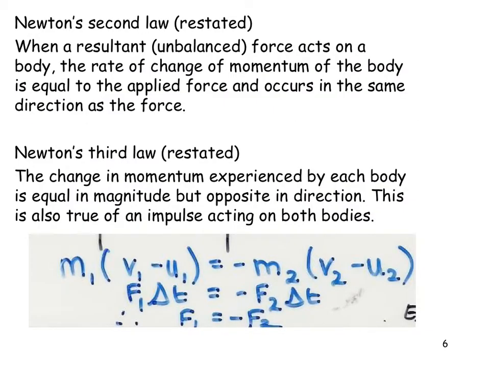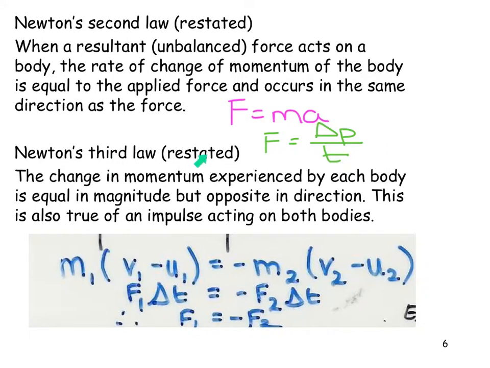Now, what's interesting is now that we know a bit about momentum and impulse, we can restate Newton's second law and Newton's third law. The first one is Newton's second law. Remember what it was? F is equal to ma. We had that if an unbalanced force acts on an object, that object will accelerate. That acceleration will be directly proportional to the force and inversely proportional to the mass of the object. Another way of saying that is that force is equal to change in momentum divided by time. So, when an unbalanced force acts on an object, the rate of change of momentum is equal to that unbalanced force.